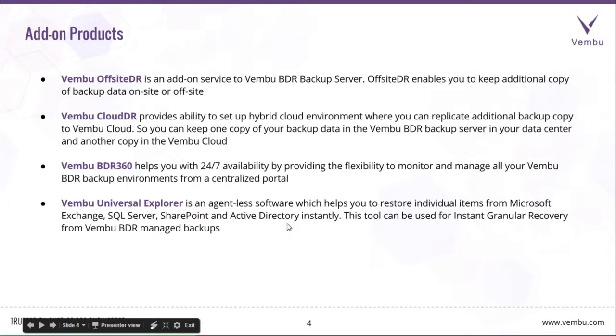And then we have Vembu Universal Explorer. For example, if you have backed up Microsoft Exchange, Microsoft SQL Server, SharePoint, and Active Directory, and you want to perform granular recovery from the database, you will use the Vembu Universal Explorer. It is available on the website, and there are no charges for this tool. Whenever you have a scenario with an Exchange or SQL database and you want to perform a granular, mail-level restore or a database-level restore, you can use it.